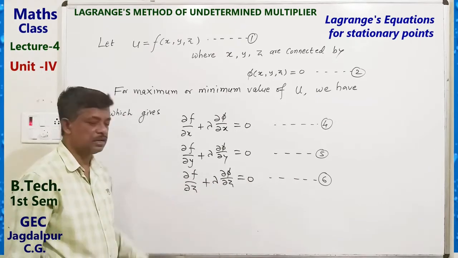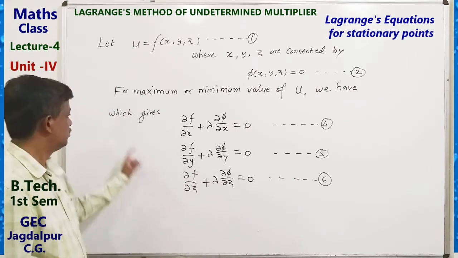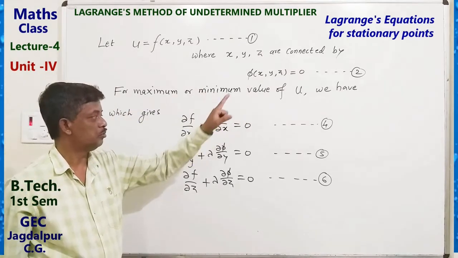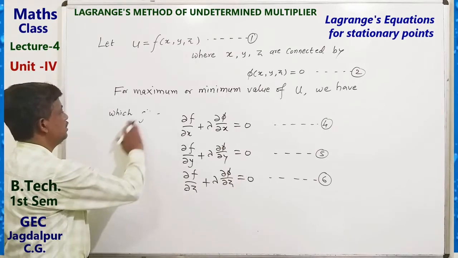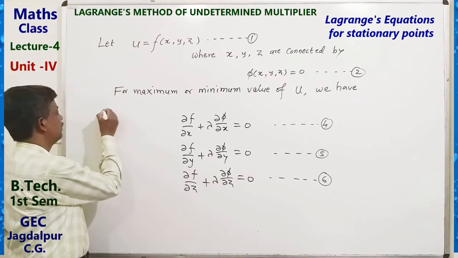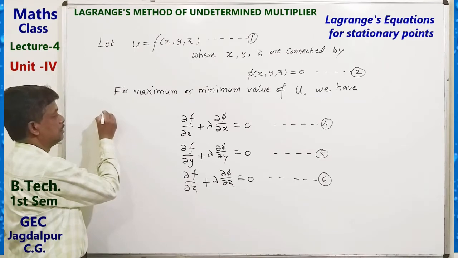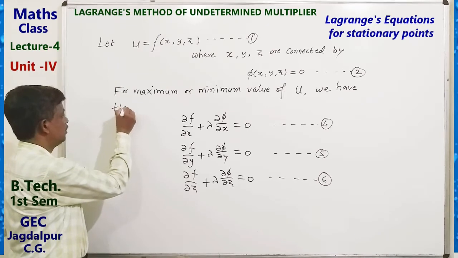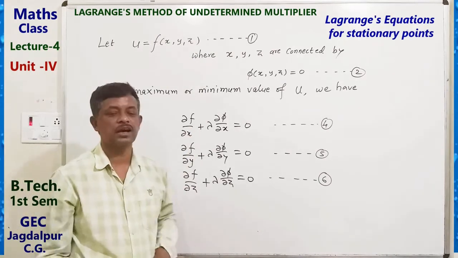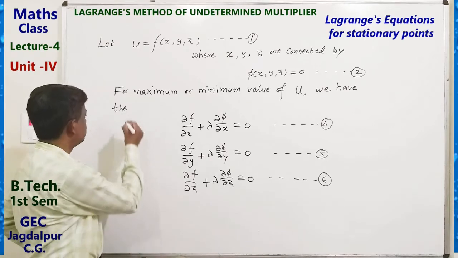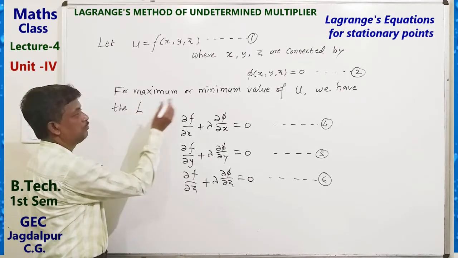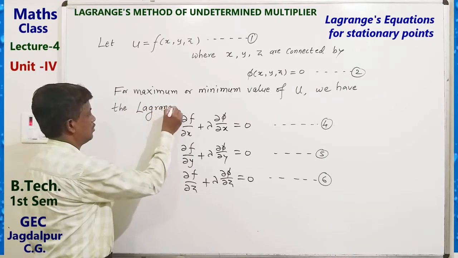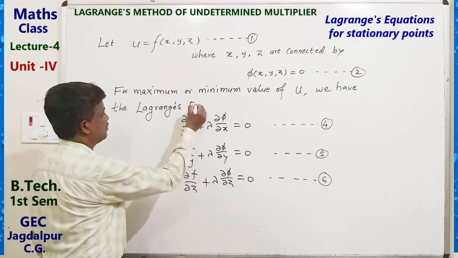So these three equations are known as Lagrange's equations, which give this. So for maxima or minima of u, we have this. Okay, we have this. These equations are known as Lagrange's equations.